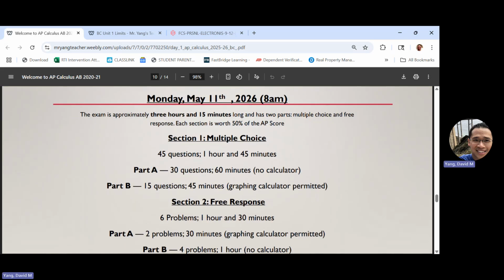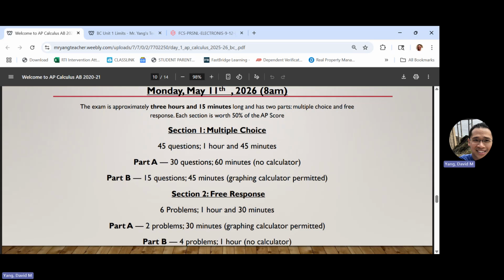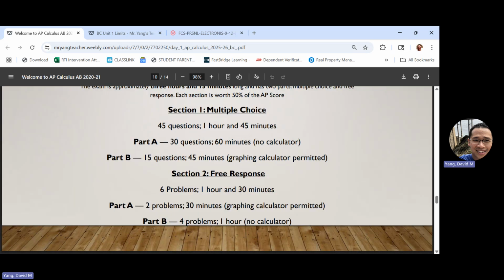So if you've taken the AP exam from last year, then you know the format. We have a multiple choice section. That's going to be an hour and 45 minutes, 45 questions. And then the free response section is 6 problems, an hour and 30 minutes. You start off with 2 calculator questions, and then the last 4 are non-calculator. So the last hour, no calculator.